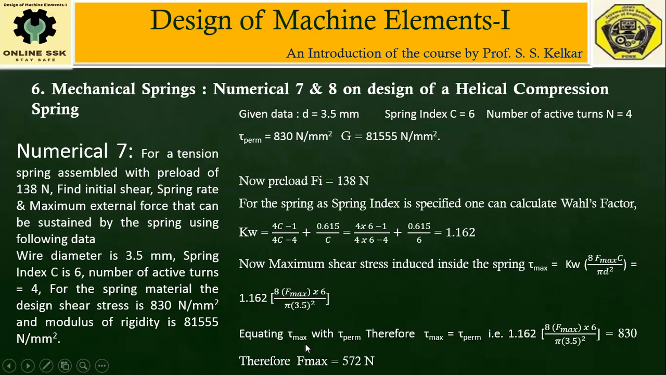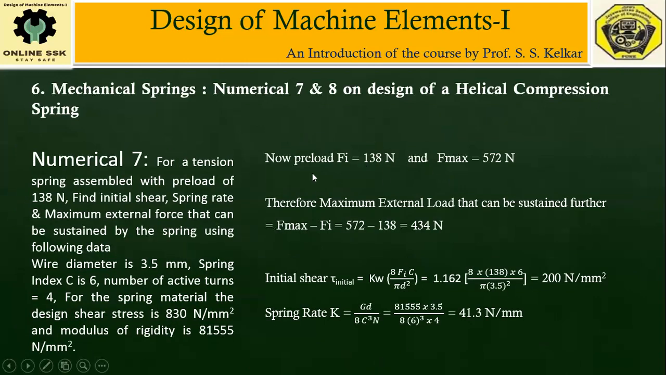While designing, we have to equate induced maximum stress with permissible stress. So equating tau max with tau permissible, tau max is given by this relation, tau permissible is 830, that is also specified. So while equating, you can note Fmax, maximum force, is the only unknown, and that can be calculated as equal to 572 Newton.